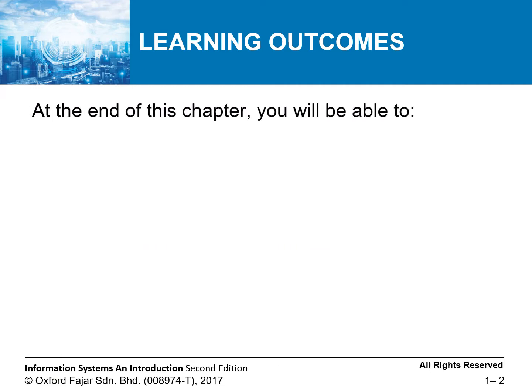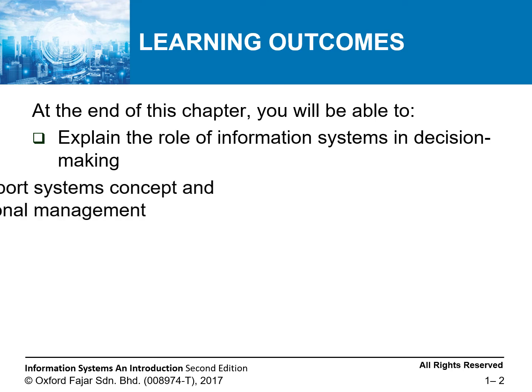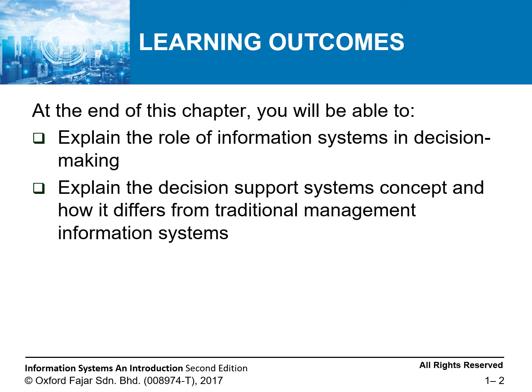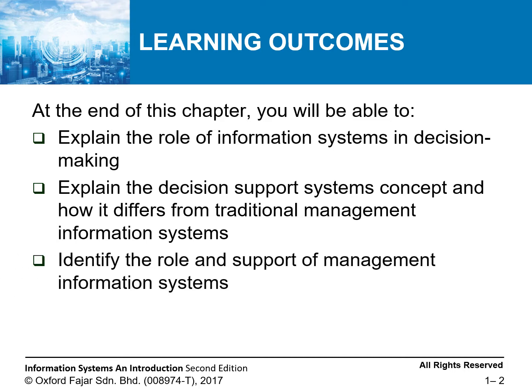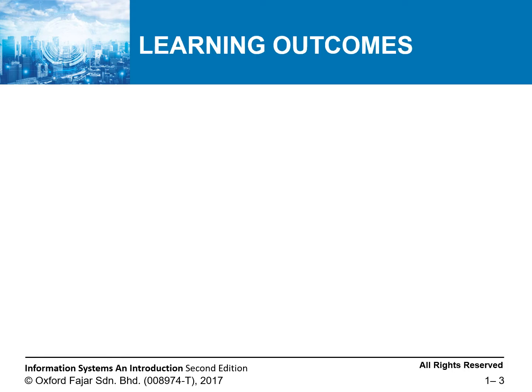The learning outcome of this chapter is that you should be able to explain the role of information system in decision making, explain the decision support system concept and how it differs from traditional management information system. Identify the role and support of management information system, and last, you can identify the role of decision support system and how it supports decision makers.